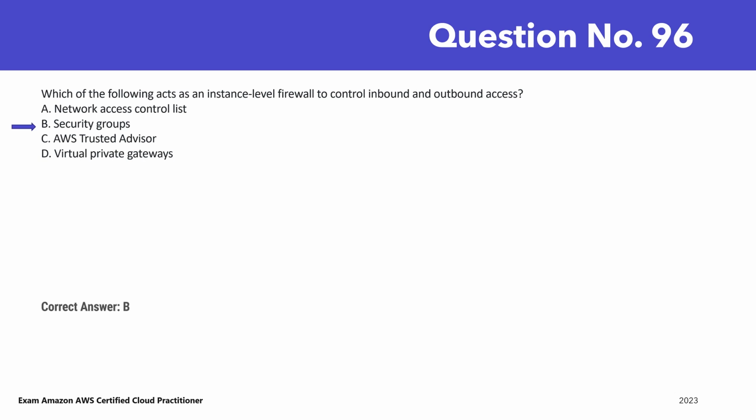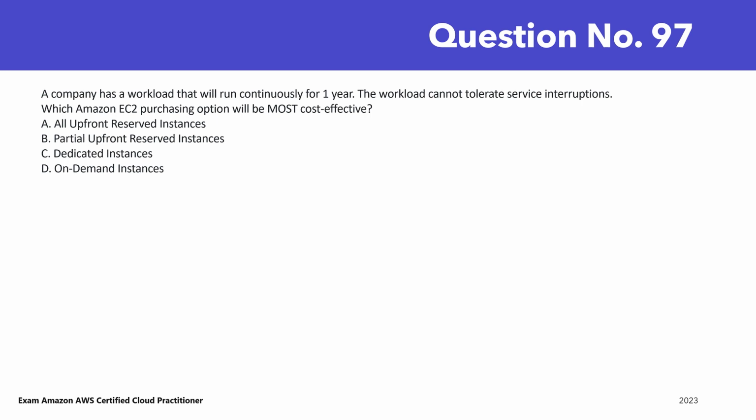Which of the following acts as an instance-level firewall to control inbound and outbound access? A. Network access control list. B. Security groups. C. AWS Trusted Advisor. D. Virtual private gateways. Correct answer, A.